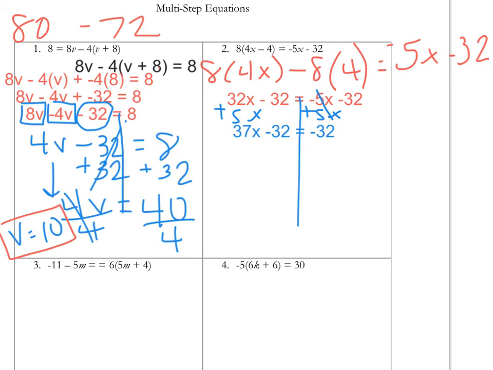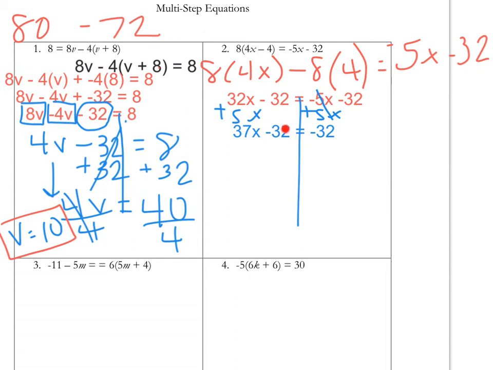Did I do that correctly? Let me look. All right, let me double check to make sure I did all this correctly. 8 times 4 is 32x minus 32, because even I as a teacher can make mistakes. And then I just brought down the negative 5x minus 32, plus 5, take 0 out, plus 5, 36x.